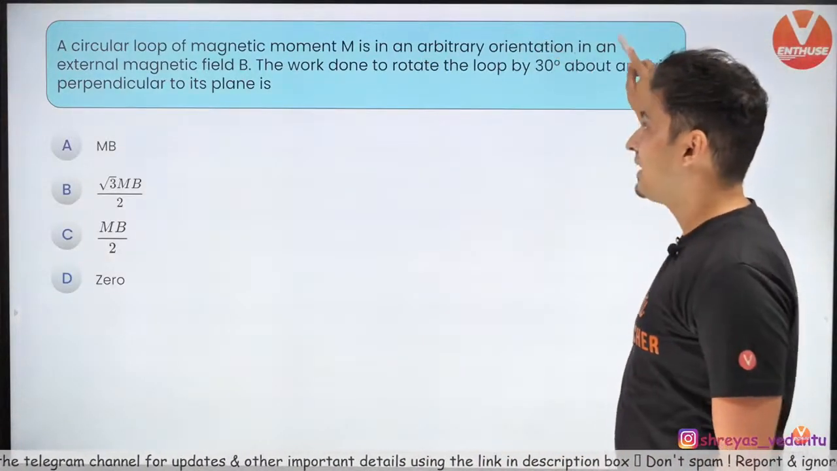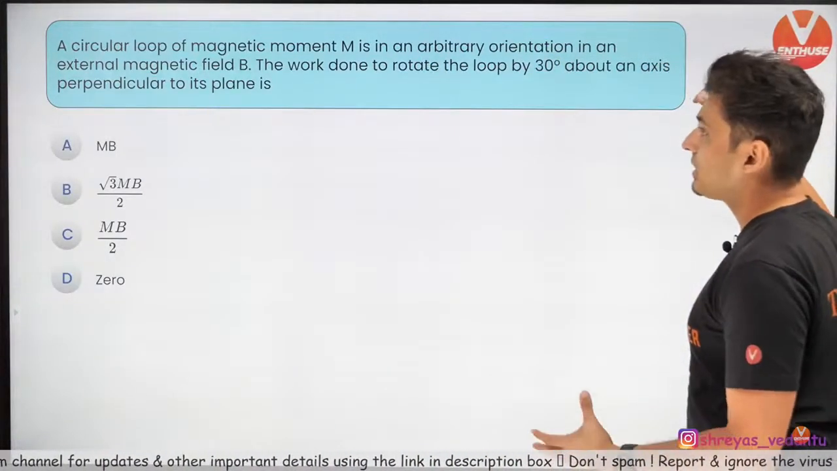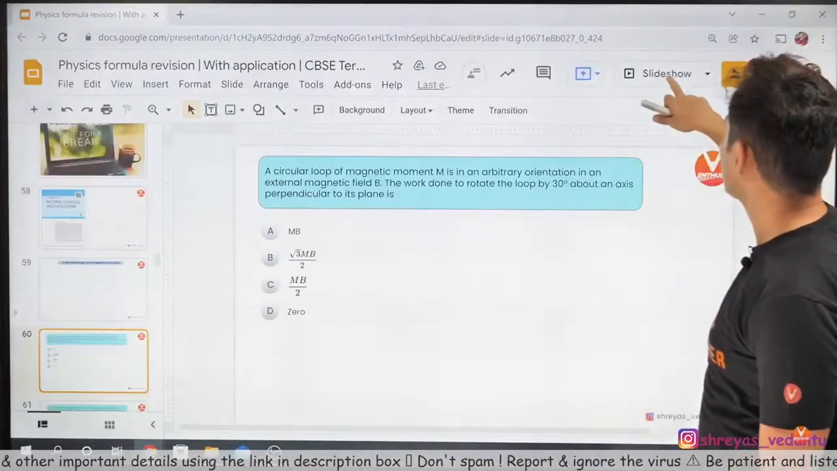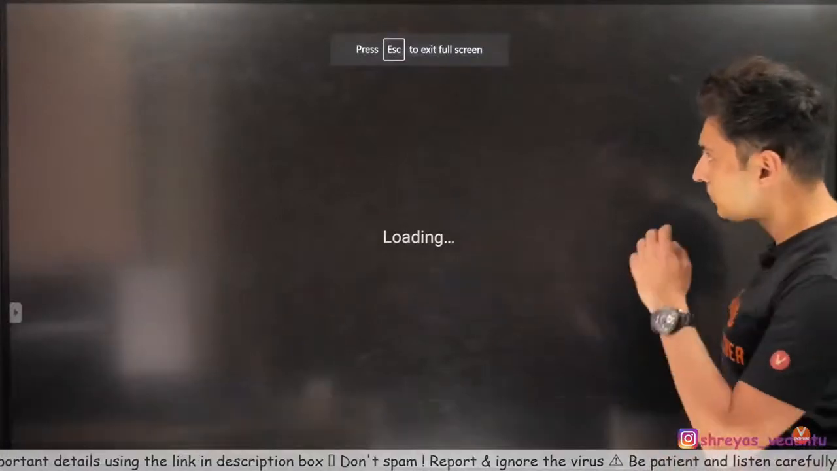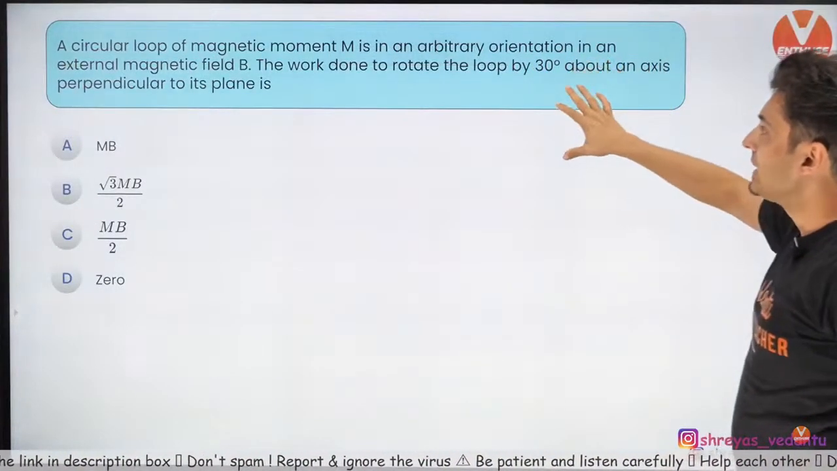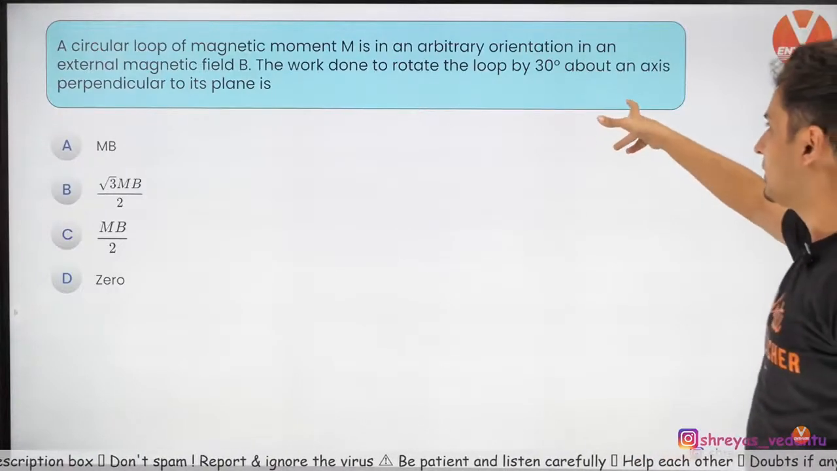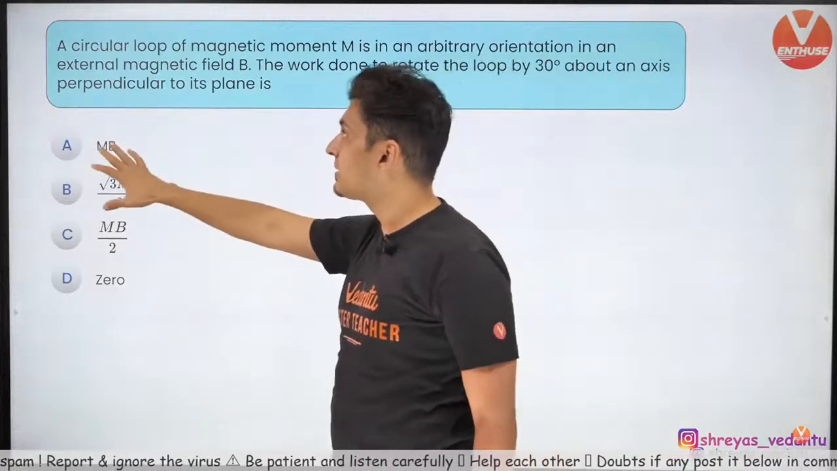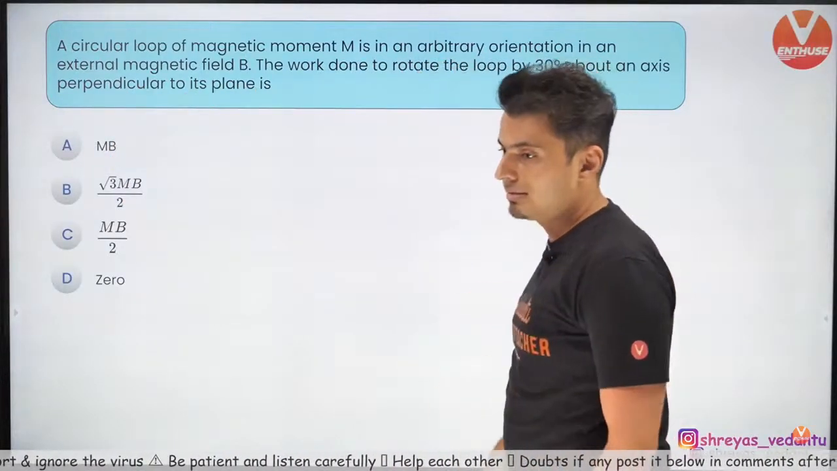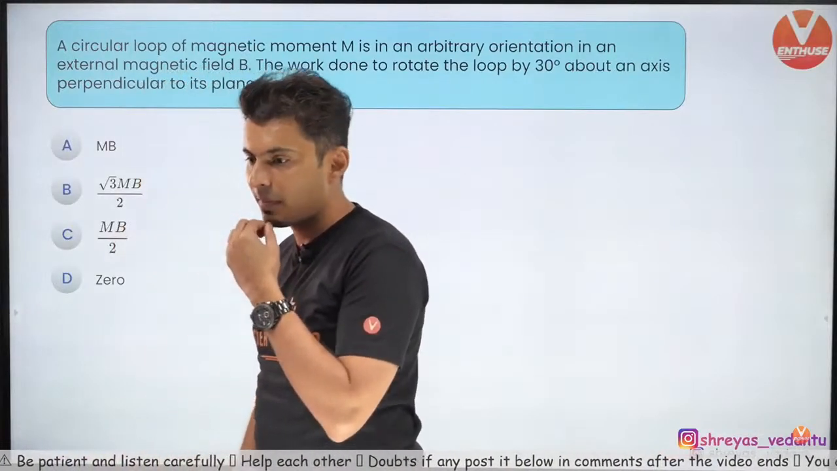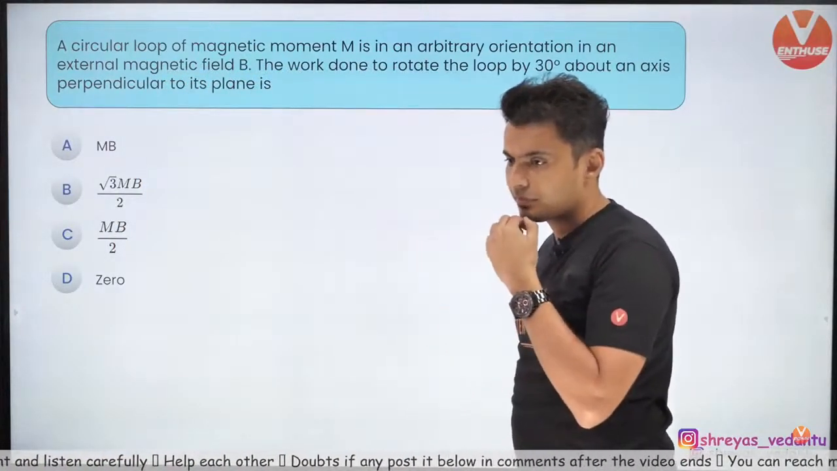There is a loop of magnetic moment M. Its orientation is given. The orientation is changed by 30 degrees about an axis perpendicular to the plane. So what is the work done in this case? B or C?